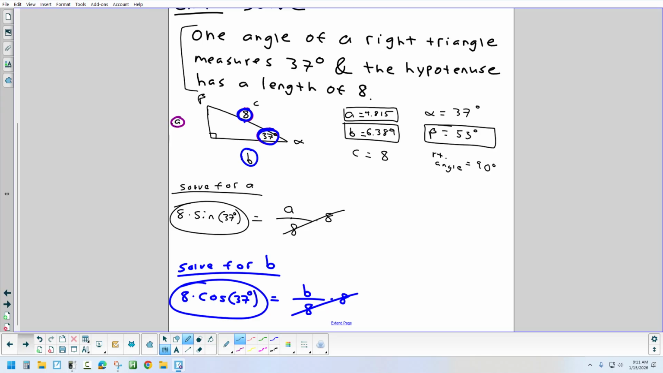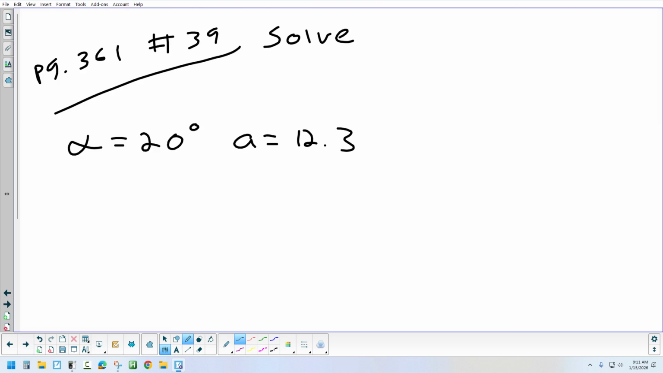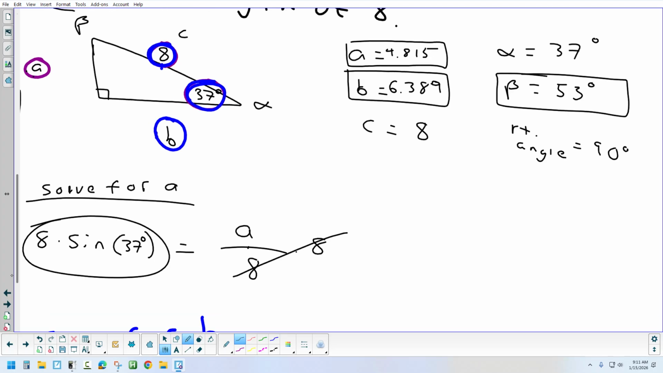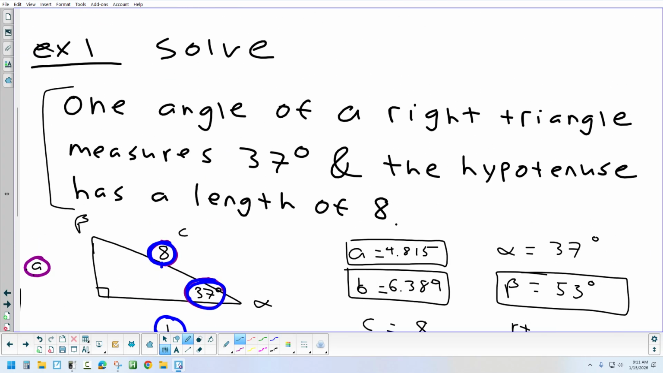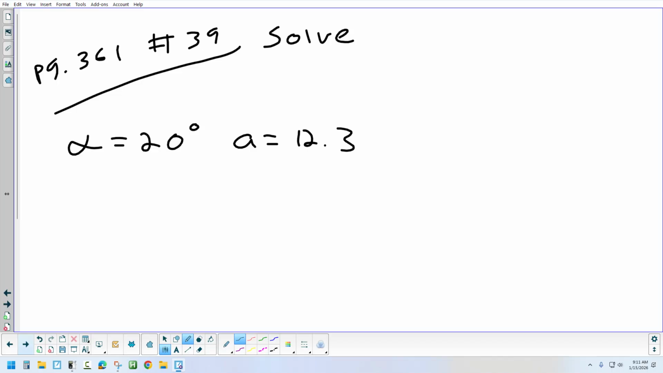Let's try another one. So this time, no diagram, or no sentence describing what's happening. They're just giving you the information in a very succinct way. Alpha is 20, A is 12.3. All right, so what's the first thing that we always do when we are solving a triangle?